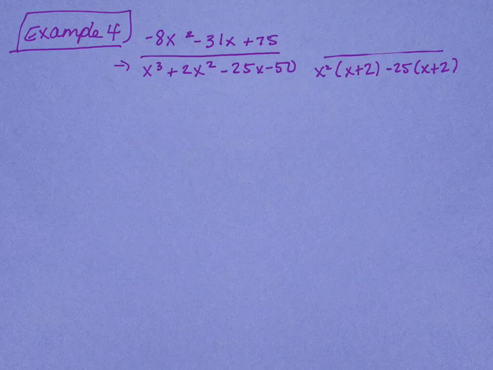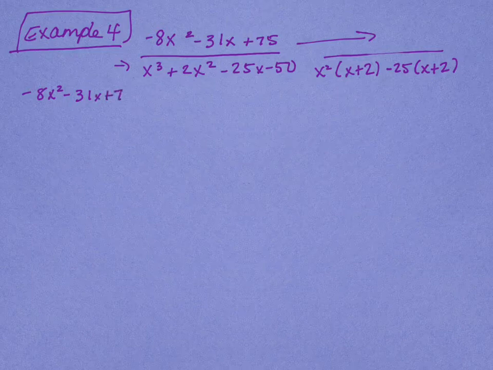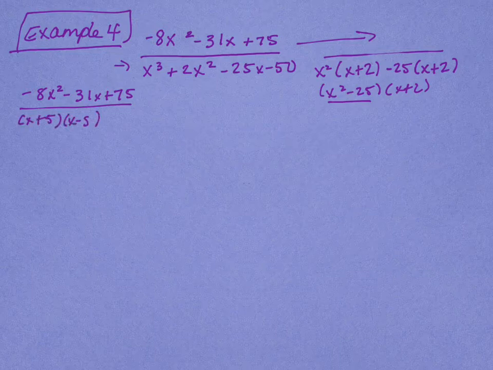Now, this would be just that top over there. So we get negative 8x squared minus 31x plus 75. This is actually x squared minus 25, right? And x plus 2. But now this factors. So I'm going to finish it off with x plus 5, x minus 5, difference of squares, and x plus 2.